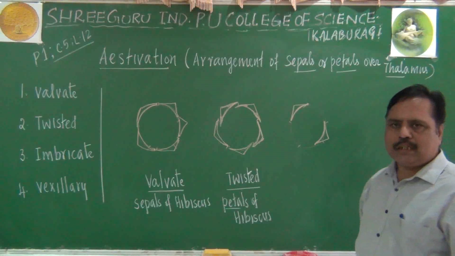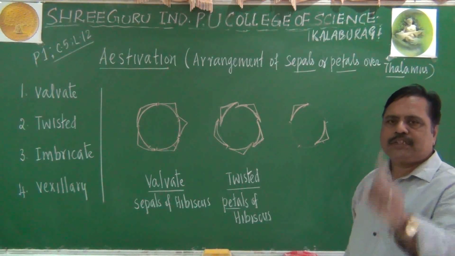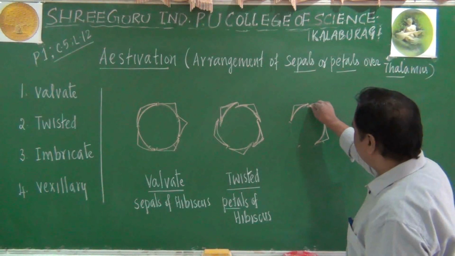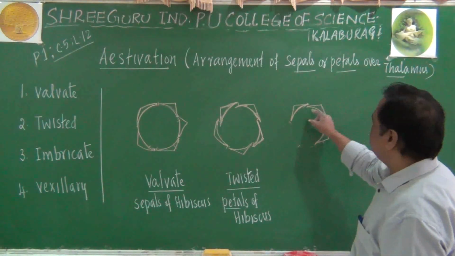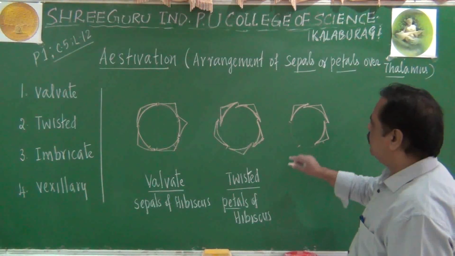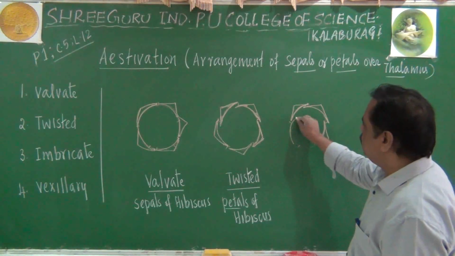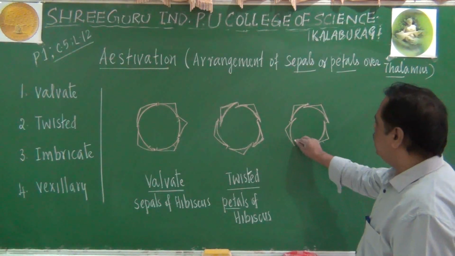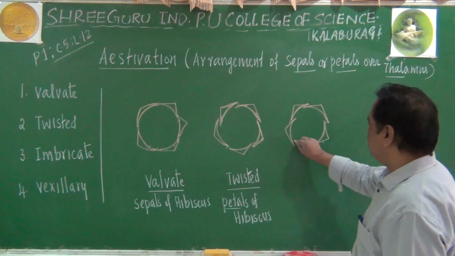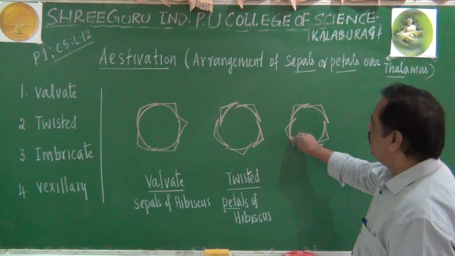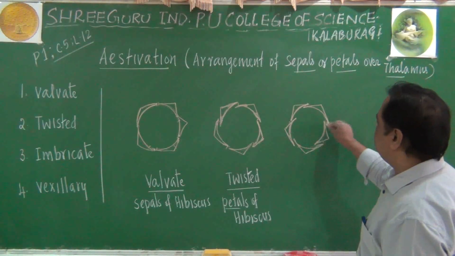Remaining 3 petals are there, they are in twisted condition. Imagine this point. Twisted means one margin is inside, another margin is outside, like this. Here you can see this margin is inside, another margin is outside. Here you can see they will be like this. Do you get this point? This is called imbricate aestivation.